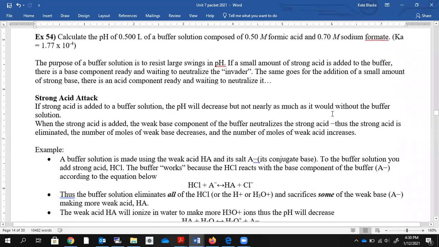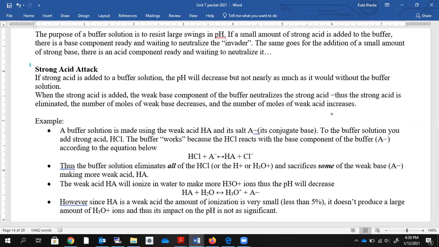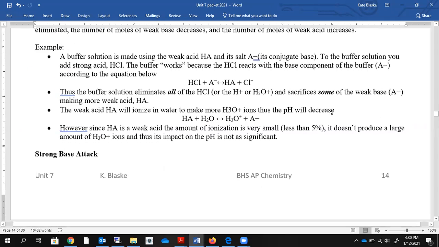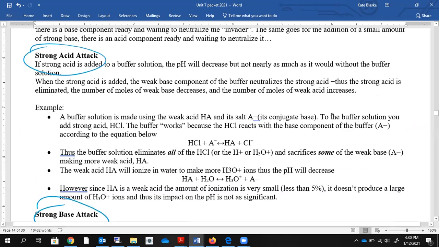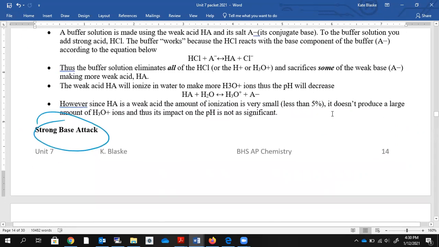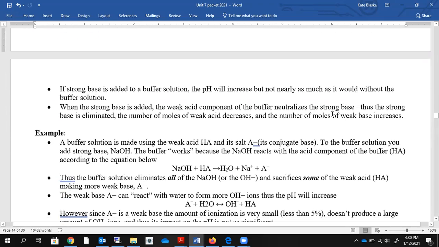Down here a little bit farther on the page, it talks about a strong acid attack and a strong base attack. I highly recommend reading these and making sure that this makes sense. This sort of walks you through the process of why a buffer works and how it can handle that addition of lots of H plus or lots of OH minus and still maintain the same pH as it started with.